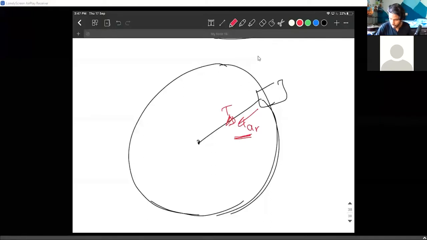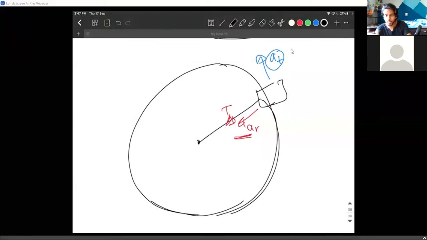But there was something else. There was another component which is called a tangential. We considered that this is zero in the previous cases. In all the previous cases, we considered it to be zero.